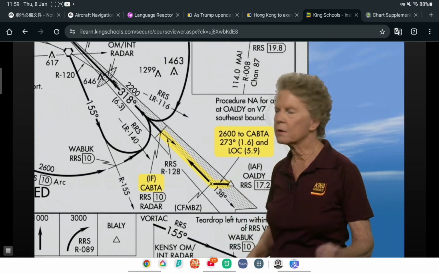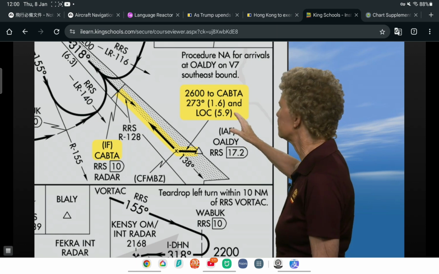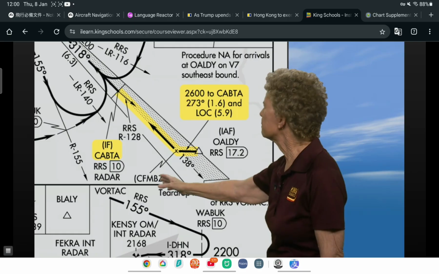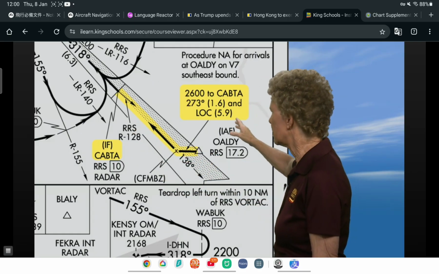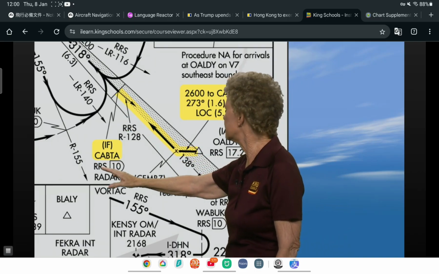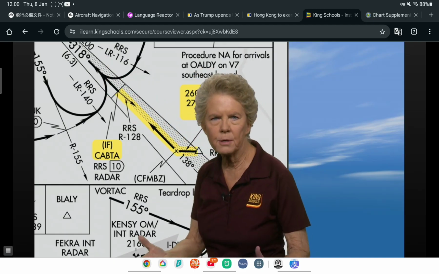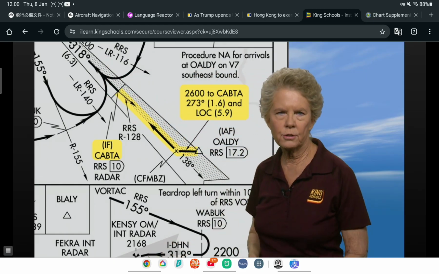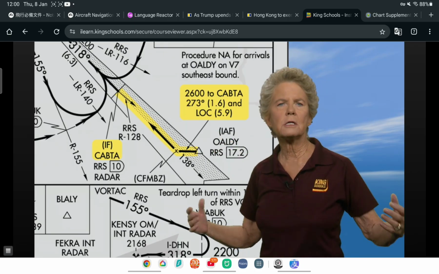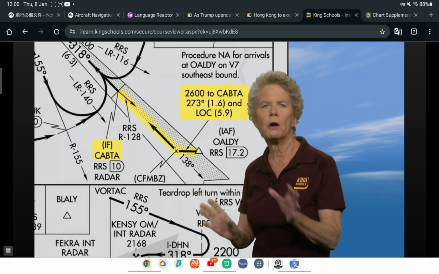The published route from Uvalde is 2,600 feet via a heading of 273 degrees to intercept the localizer, then join the localizer and fly for 5.9 nautical miles to Cabda intersection, which is labeled IF for intermediate fix. Then continue tracking the localizer and comply with the step-down fix altitudes on the final approach segment. And the route does not say no PT because it doesn't need to, since there is no course reversal shown anywhere on that plan view.